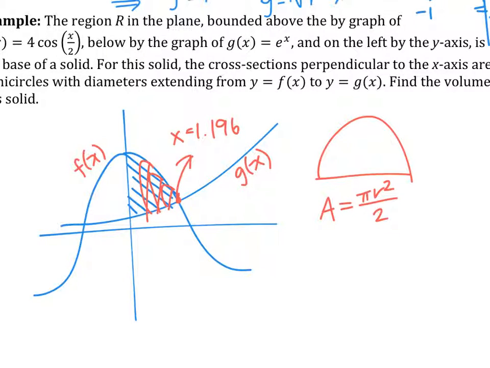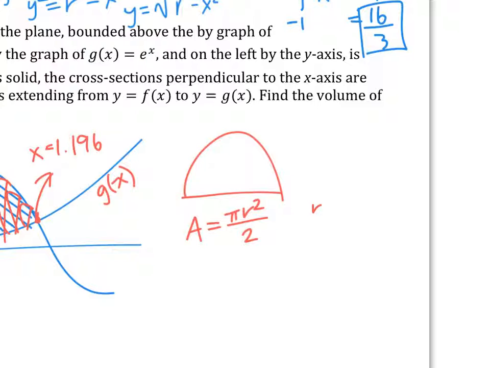So the diameter is going to be the function on the top, which is f of x, minus the function on the bottom, which is g of x, right? Okay, of course, we still need to find the radius. So we're going to take this and divide by 2. That's going to be r. Okay, so let's write that on the side. r is going to be (f of x minus g of x) over 2.